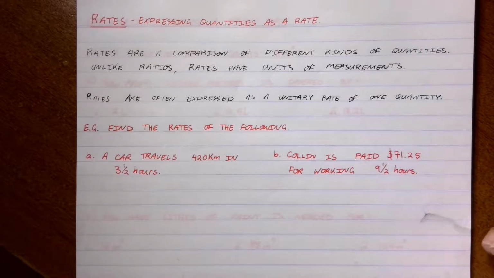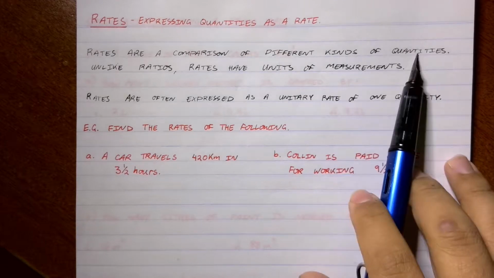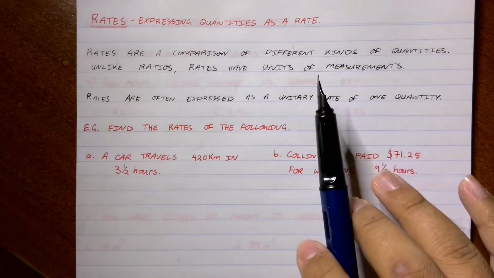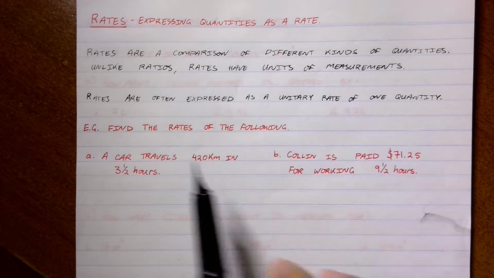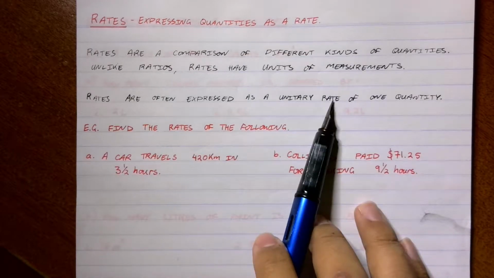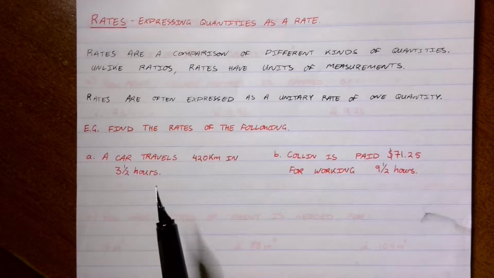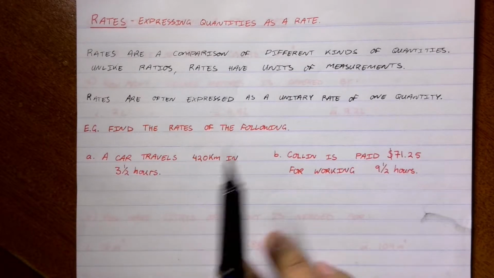Rates are a comparison of different kinds of quantities. Unlike ratios, rates have units of measurement. And rates are often expressed as a unitary rate of one quantity. You'll see what we mean about this in a moment.